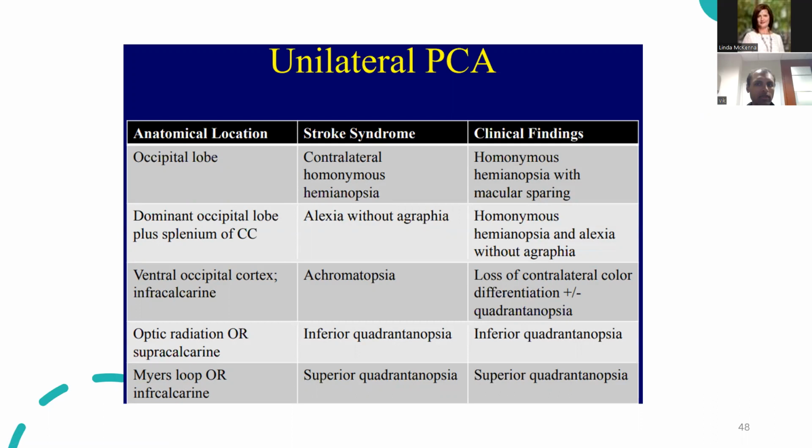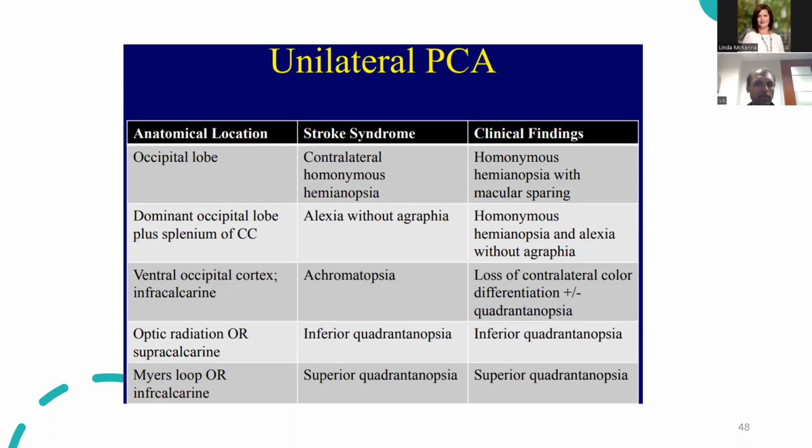And then if it's in the dominant occipital lobe that includes the splenium, then you also have alexia without agraphia. This is very interesting in that they can write, but they cannot read. And that's primarily coming from the splenium of the corpus callosum.